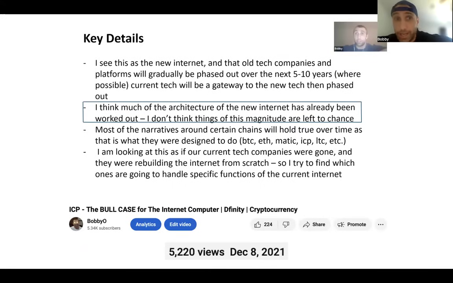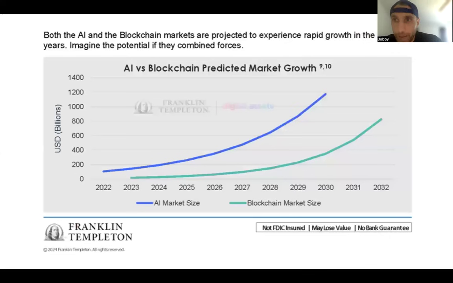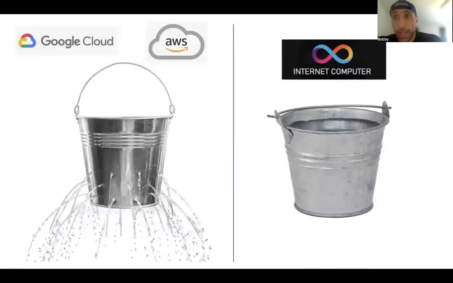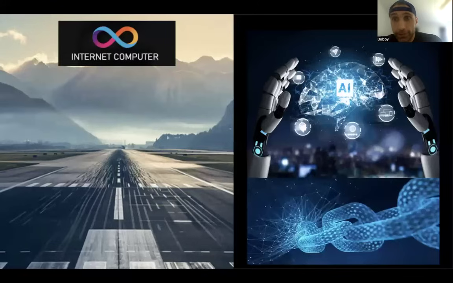And I see this as the new internet, and the old tech companies and platforms will be gradually phased out over the next 5 to 10 years where possible. Current tech will be a gateway to the new tech and then phased out. I think much of the architecture of the new internet has already been worked out. I don't think things of this magnitude are left to chance, with AI being able to do this much.